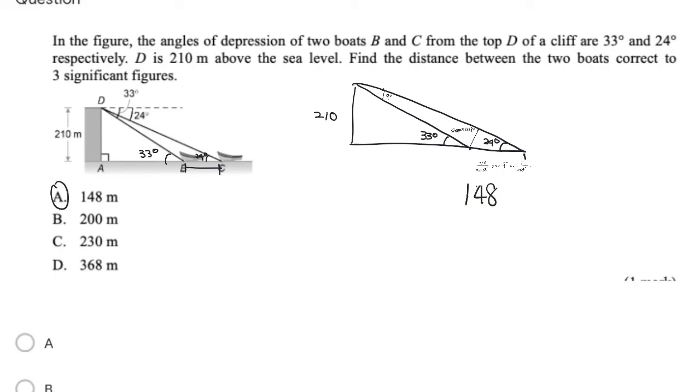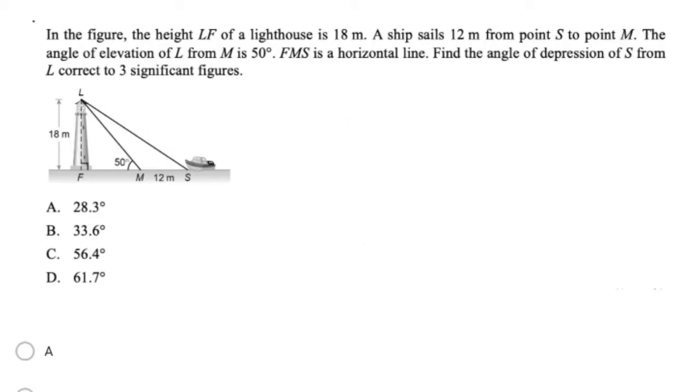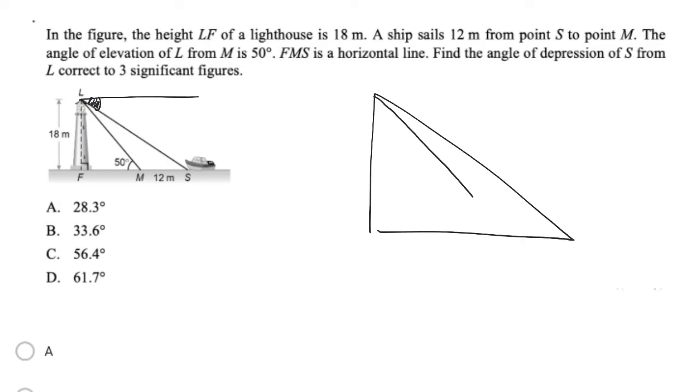148 A here. For this one, you are going to find out the angle of depression of S from L. That means you're going to find out this angle. Basically, you have to draw this triangle. And you want to find out, this is 50. This one will be 18. How to find out this one? Basically this is equal to 18 divided by tangent 50 degree.